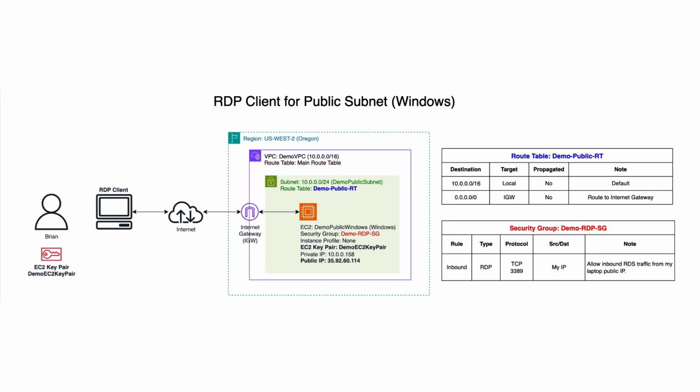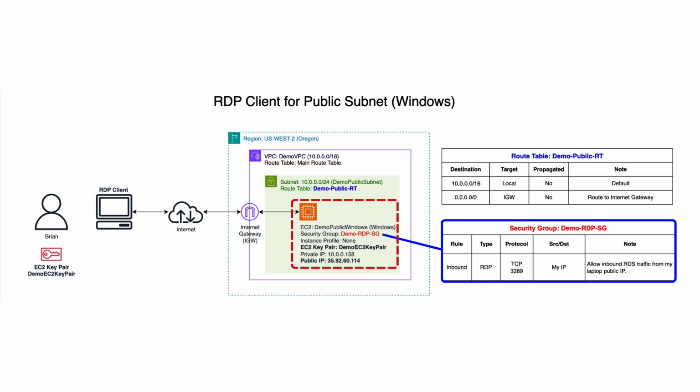The last step before creating my EC2 is to set up my security group. Security group is a type of firewall that specifies what type of inbound and outbound traffic will be allowed for my EC2. For my use case, what I want is an inbound rule that allows RDP traffic on port 3389 from my laptop IP. So let's go ahead and create this.